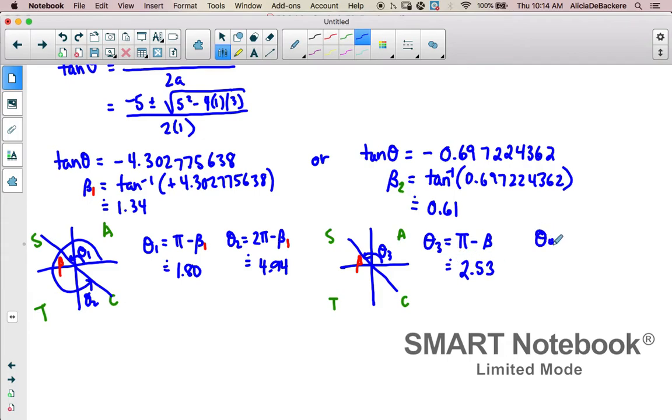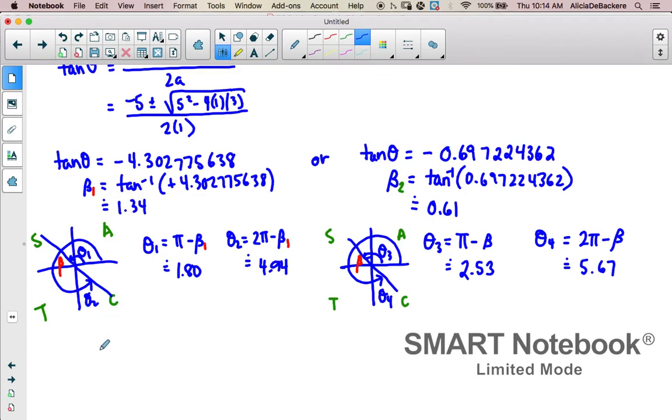And theta 4, I'm going to add it to the picture, going all the way around to this final terminal arm. Again, that's a whole circle, 2 pi, but missing a beta wedge. And then I'll just type that into my calculator, and I get about 5.67.